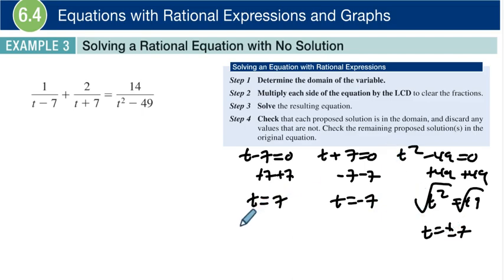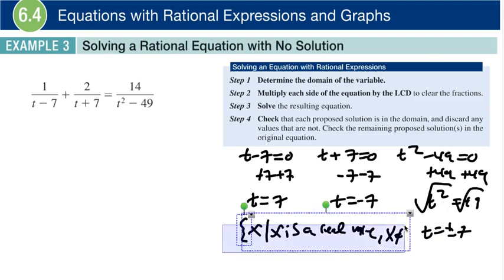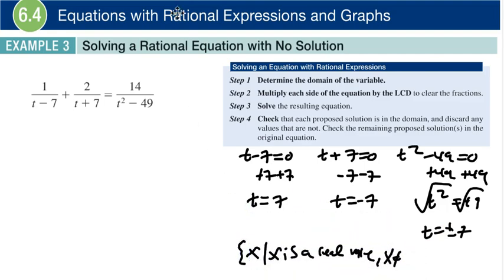So our domain, as we learned from example 1, is that we say for all values of x such that x is a real value, but x is not equal to 7 and negative 7. Or you could say plus or minus 7 like this one right here. So basically x cannot be 7 or negative 7.